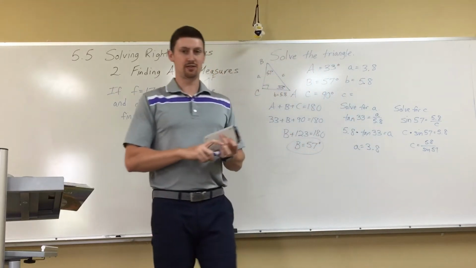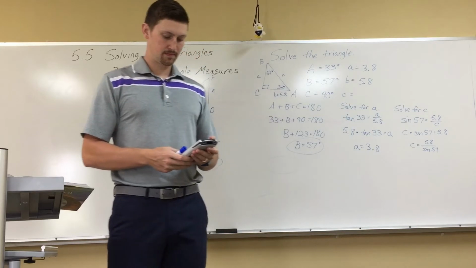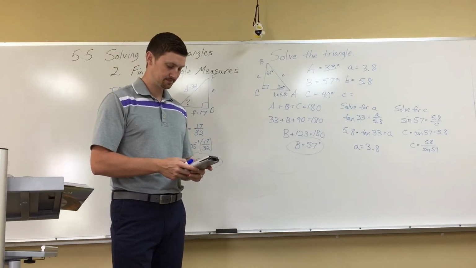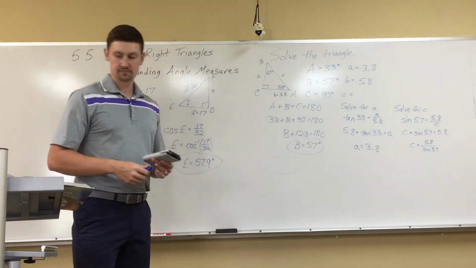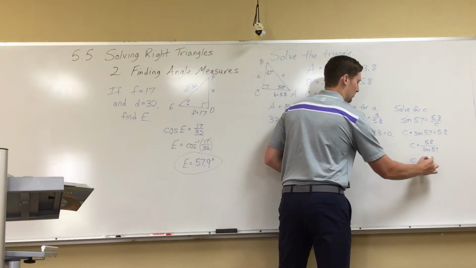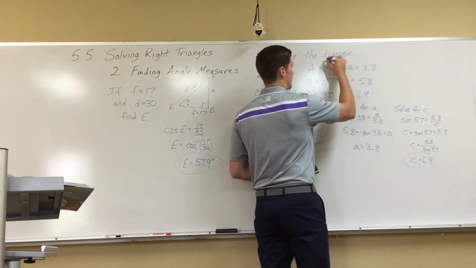All right, again, that'll work in your calculator. So 5.8 divided by sine of 57. To the nearest tenth, C equals 6.9.